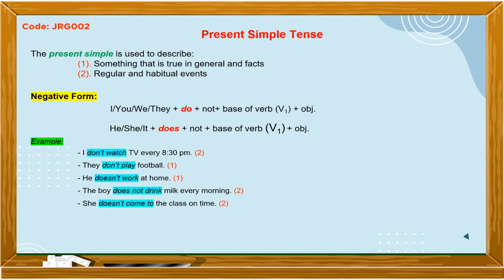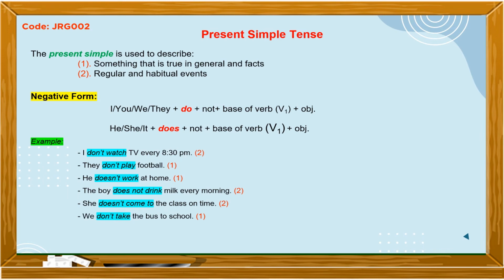All right. Example number 5. I said that she doesn't come to the class on time. So this one is also in form number 2, because I used the subject she. She doesn't come to the class on time, and this activity refers to a regular or habitual event. That's it for example number 5.